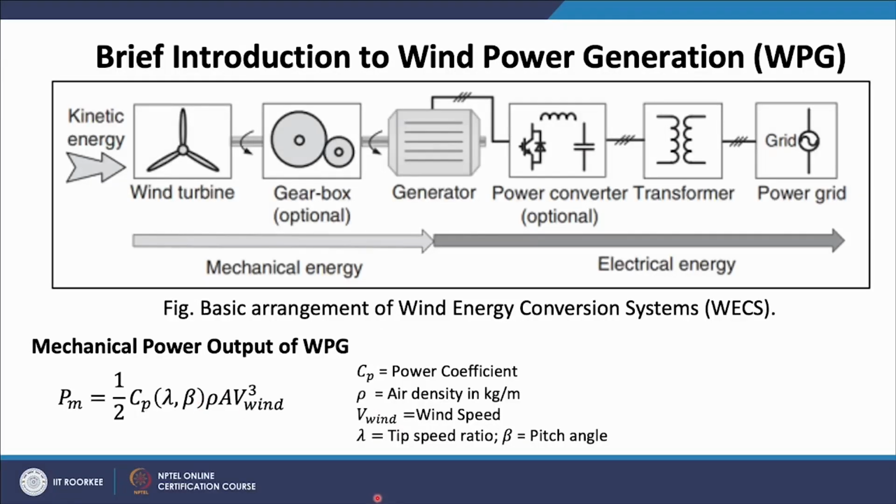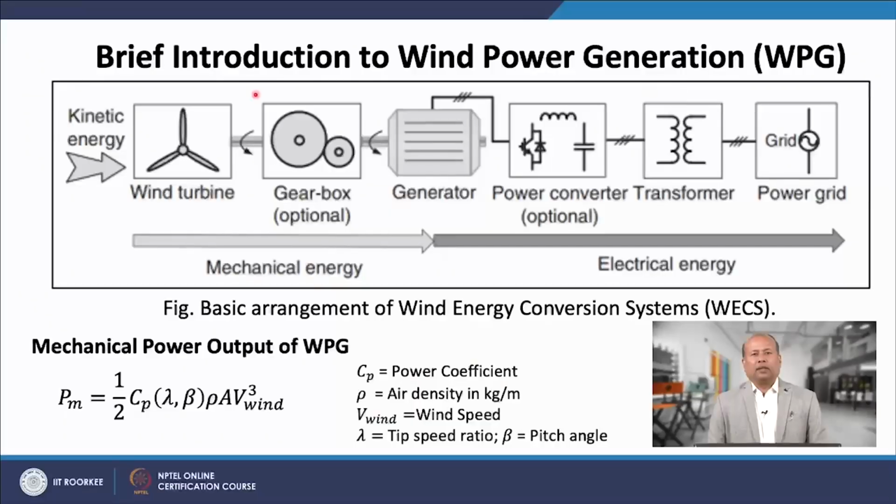Today we are going to discuss the demonstration of wind power generation in the course titled Smart Grid: Basics to Advanced Technologies. Now we are going to discuss a test bed for the demonstration of wind power generation, and as you can see, this is a brief introduction to wind power generation. Ideally, we capture the kinetic energy through wind turbines, and through a gearbox to the generator, and through a power converter to the transformer, and hence the energy is fed to the power grid.